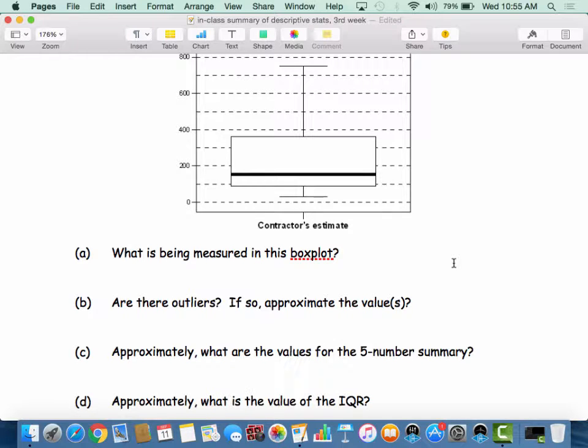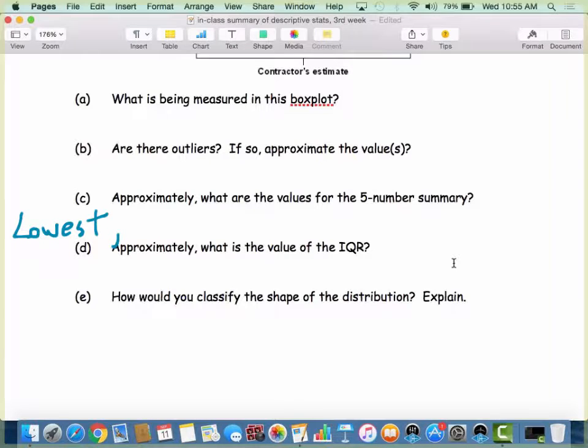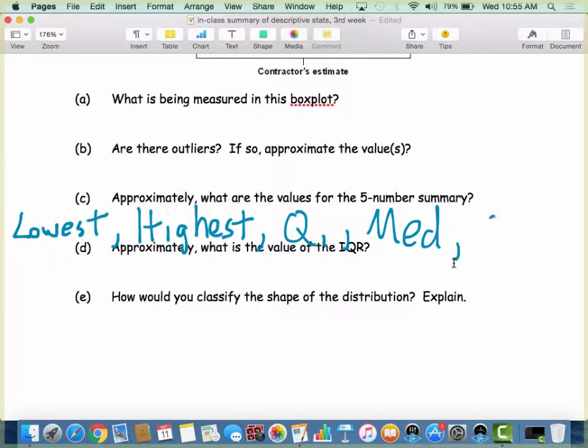Approximately, what are the values for the 5-number summary? Now recall what the 5-number summary is. The 5-number summary, you need to know this. You need the lowest, you need the highest value, you need the Q1, you need the median, and you need Q3. Those are the 5 parts. That is the 5-number summary. That can be found in the box plot itself.